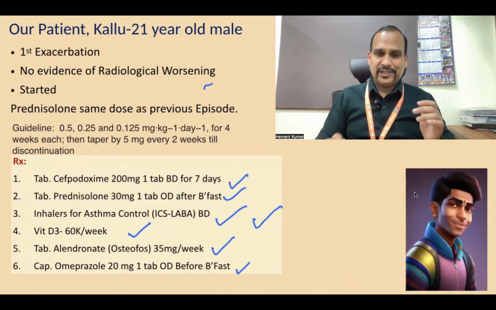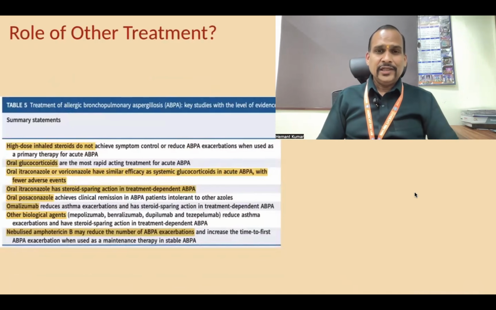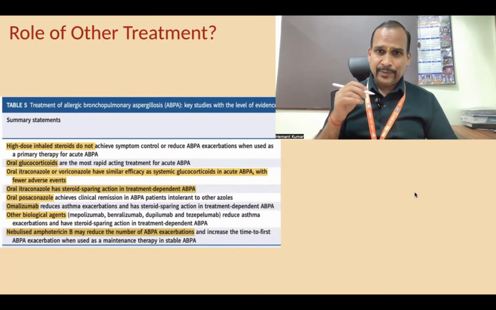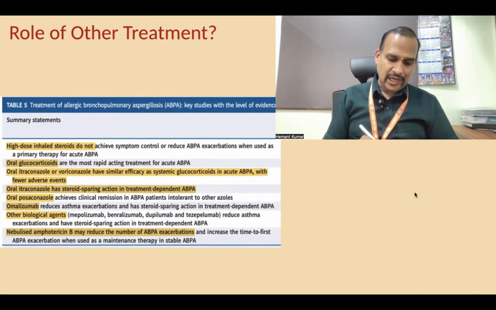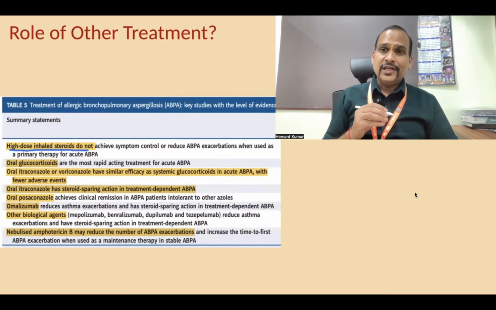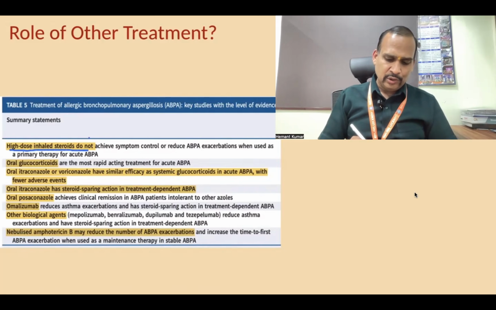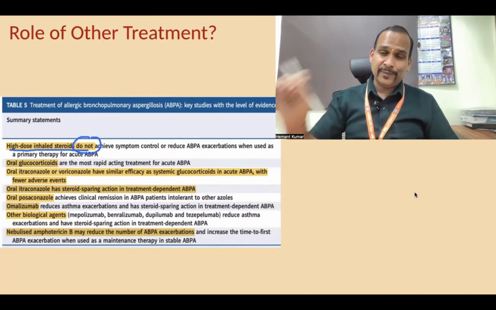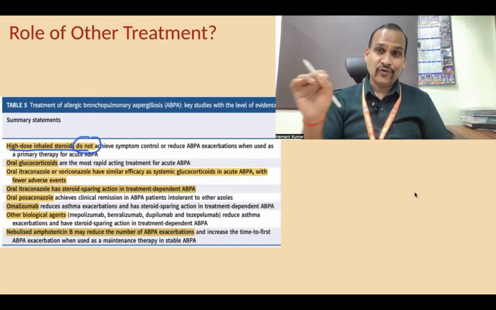So this is my prescription. Right, so what are the other treatments, the role of other treatment? Many people say, can we use high dose steroid? So remember, high dose steroid does not achieve symptom control or reduce ABPA exacerbation. So we should not use high dose inhaled steroid for ABPA.